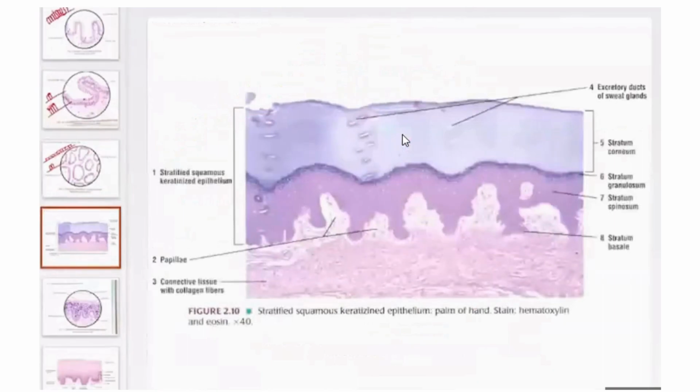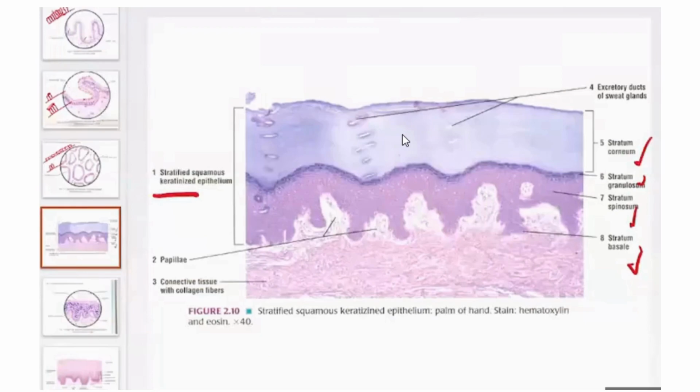Stratified squamous keratinized. Stratified means many layers. So it's a section of skin where you can see many layers, right? We'll come to the layers later. You can see many layers, so it is a stratified epithelium. Depending upon the presence of keratin pigment, we determine whether it is a keratinized epithelium or a non-keratinized epithelium.